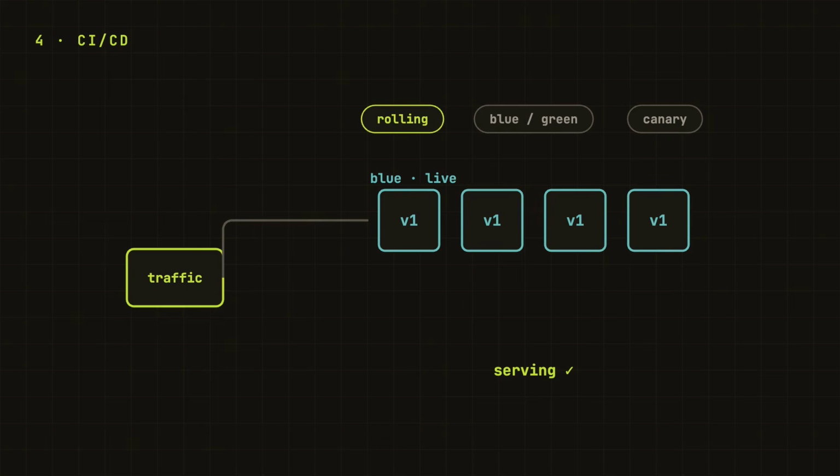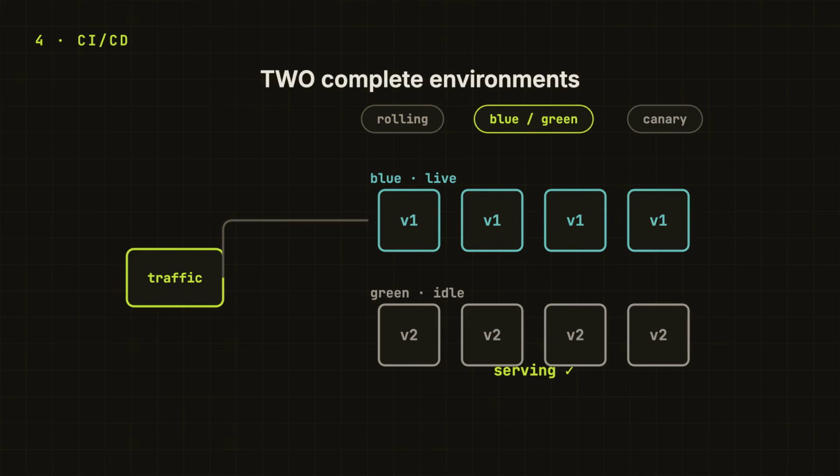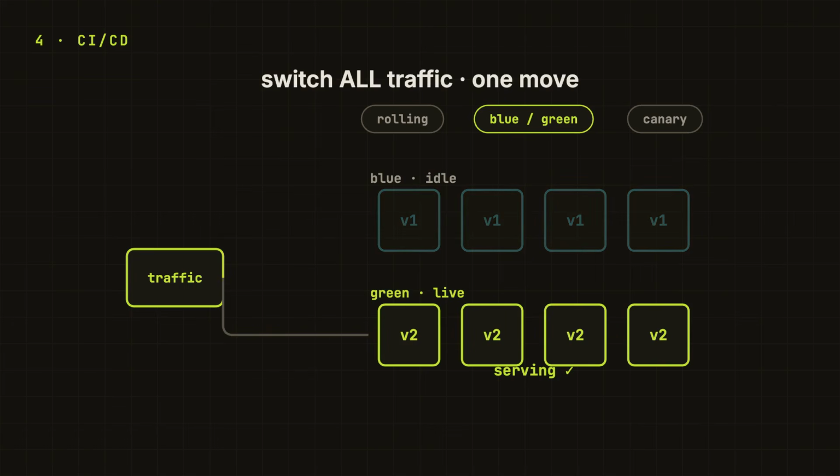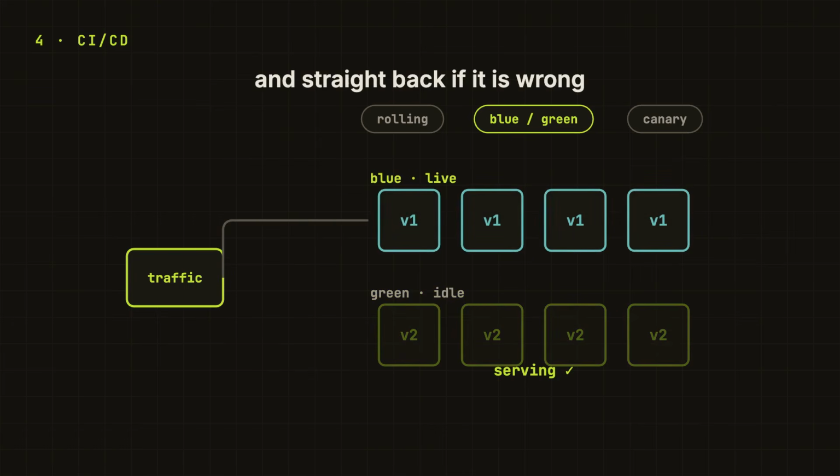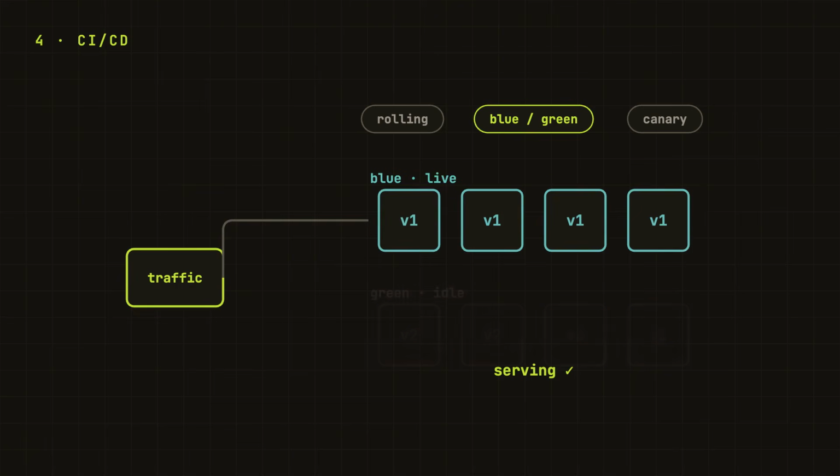The first is a rolling deployment. You replace your servers with a new version, a few at a time, so the site stays up throughout. A second is blue green. You keep two complete environments, blue running the current version and green running the new one. You test green fully, then switch all traffic over in one step. And if something is wrong, you switch straight back.